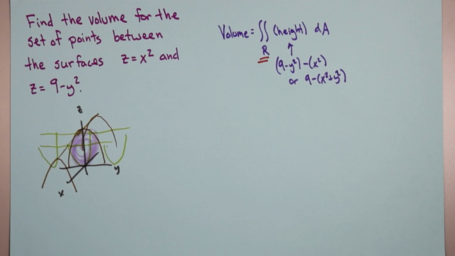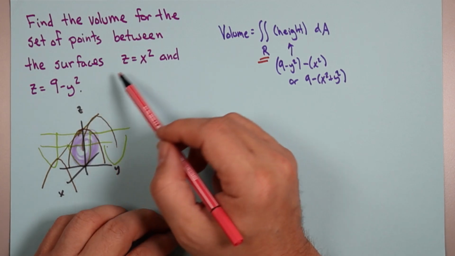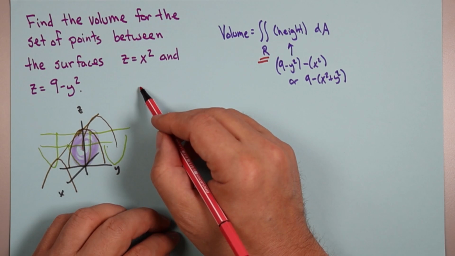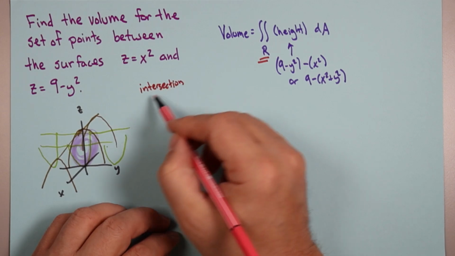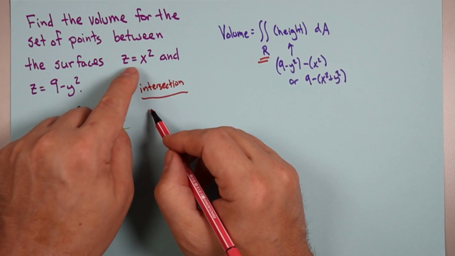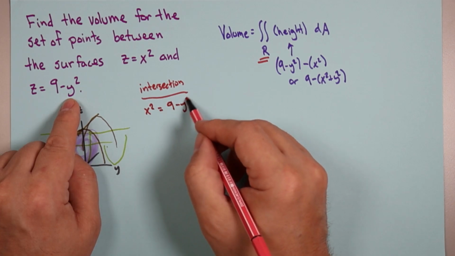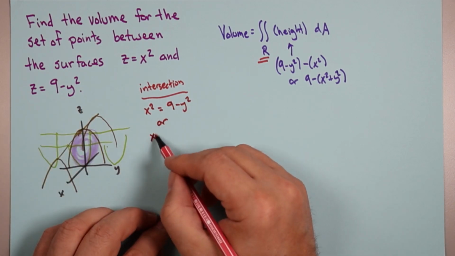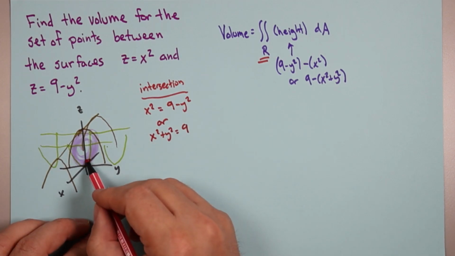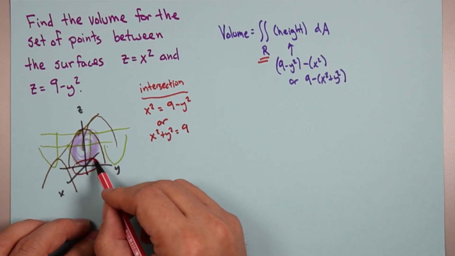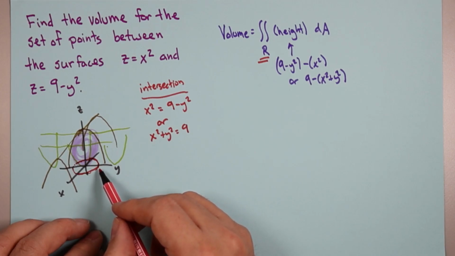Okay, so our region, if we're looking for something between two surfaces and we don't have a region given, what we have to do is ask where the surfaces intersect. What would that look like? Well, x squared would have to equal 9 minus y squared, or x squared plus y squared equals 9, which means your shape is over this circle of radius 3.